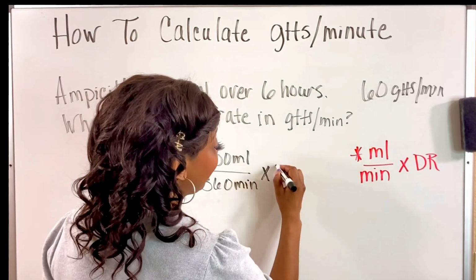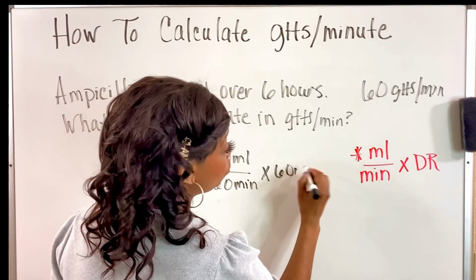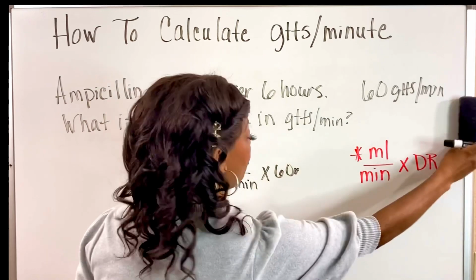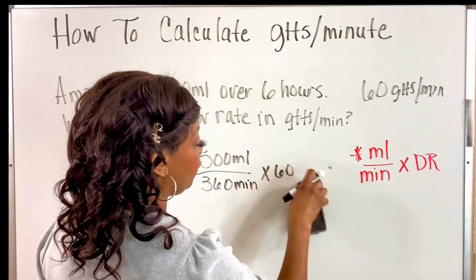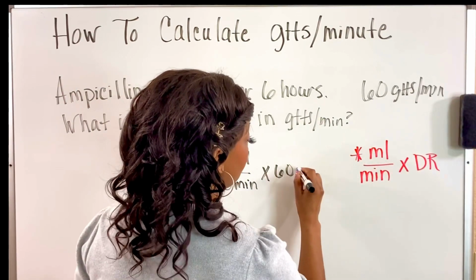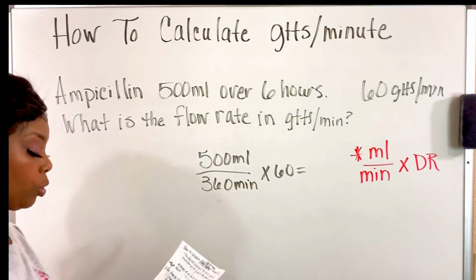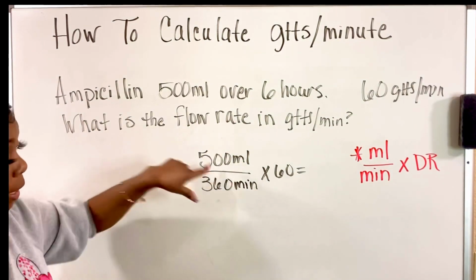So that's going to be times 60 drops per minute. I'm not going to write all that down because I think you guys have that now. So that's going to be 60 drops per minute. If you will, multiply that for me, please, and divide, excuse me.